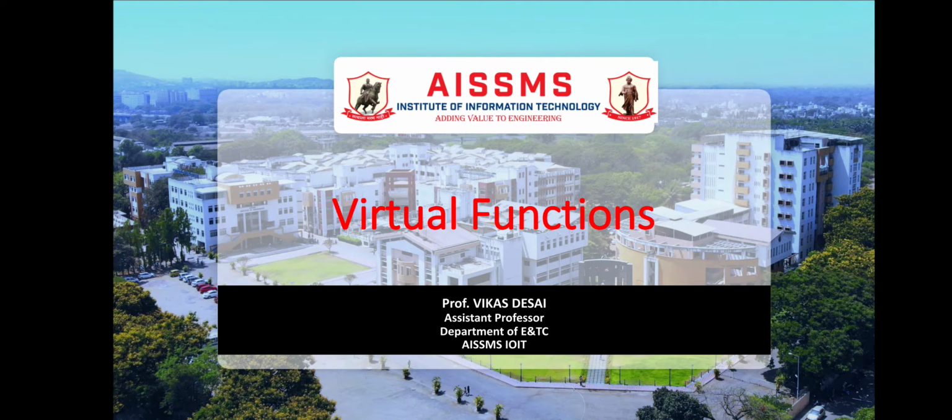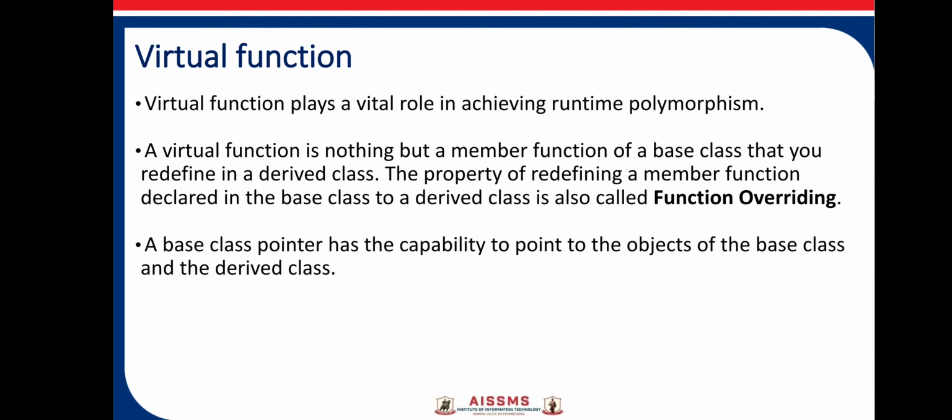Today we are going to discuss the virtual functions in C++. The virtual functions play a vital role in achieving runtime polymorphism. A virtual function is nothing but a member function of a base class that you redefine in a derived class. The property of redefining a member function in a derived class is also called function overriding. A base class pointer has the capability to point to the object of the base class and the derived class.